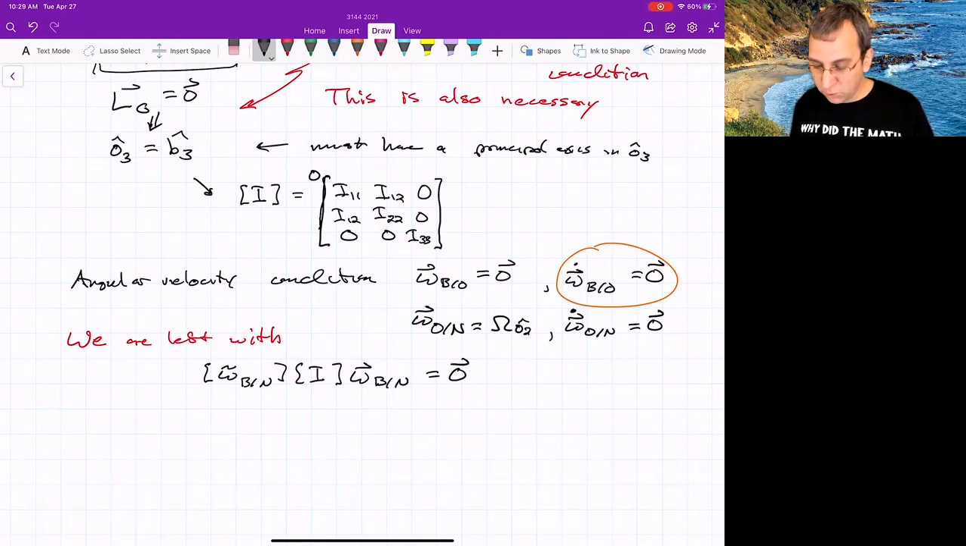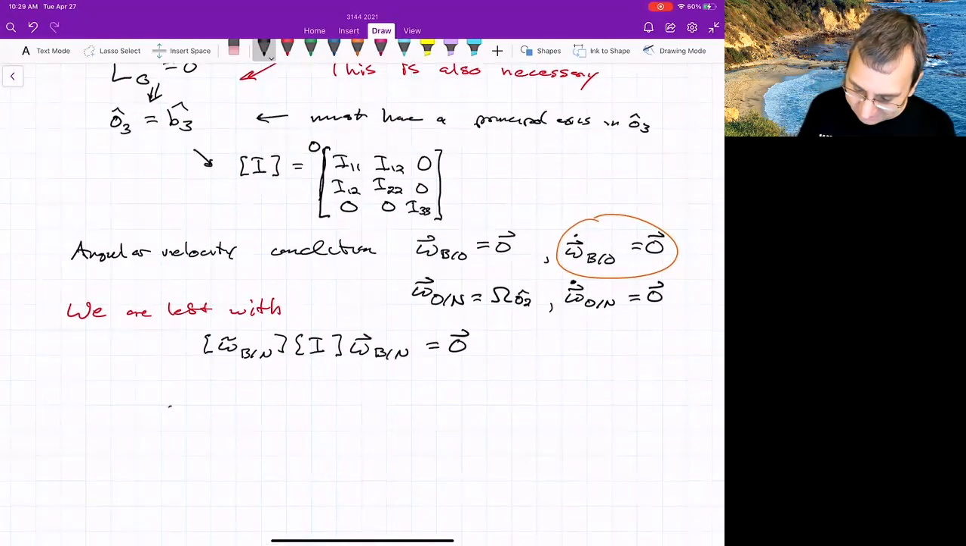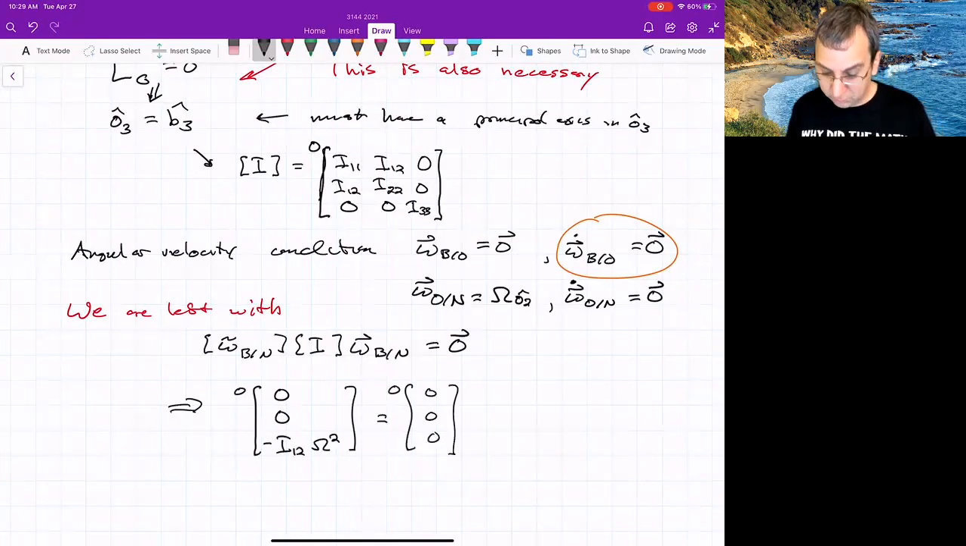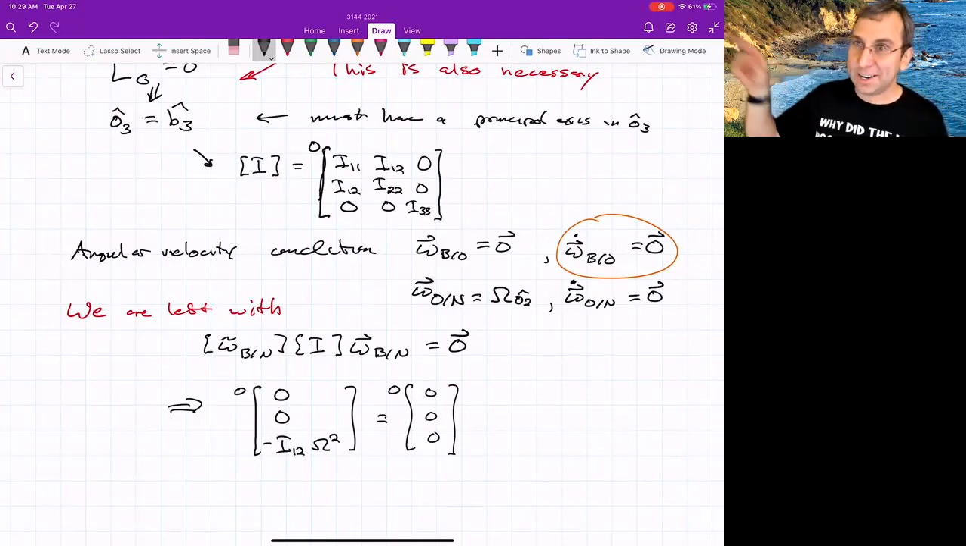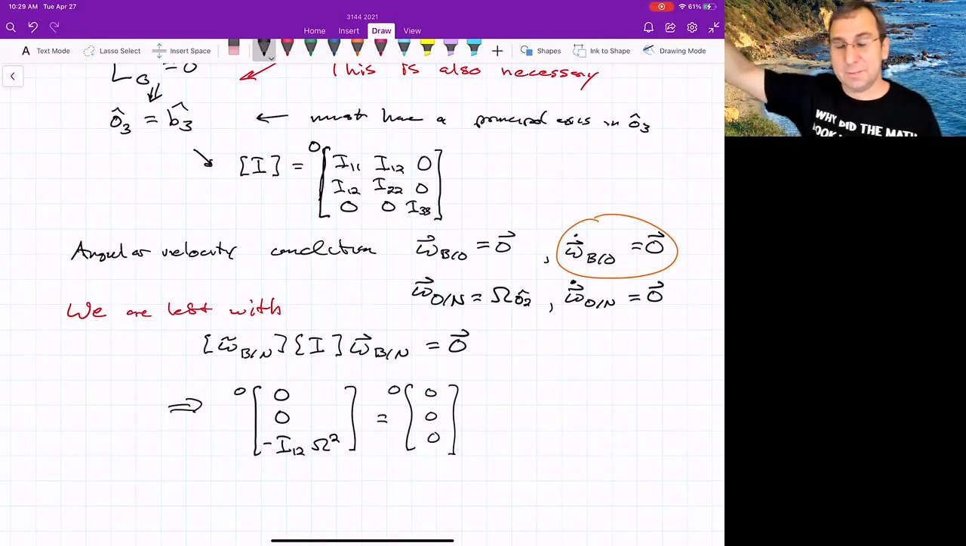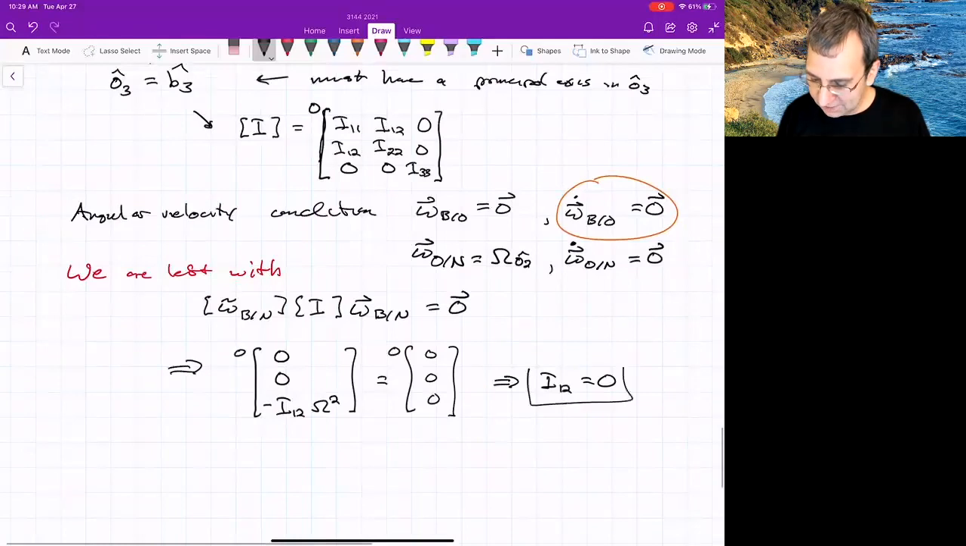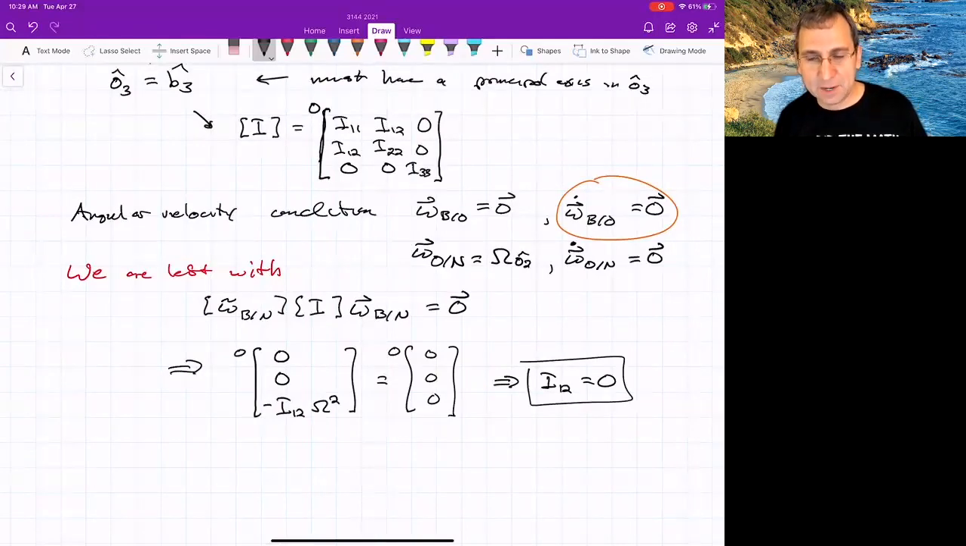This is the condition. If you work out the matrix multiplication, this gives you, in the orbital frame, 0, 0, minus I12 omega squared equals 0, 0, 0. That's what we want. Which either means we set omega equal to 0, orbital angular rate goes to 0 as you get further and further away from the Earth. But then what's the point? So the other one is I12, so this means I12 equals 0. So what does that mean? If I12 equals 0, that means that the relative equilibrium must have all principal axes aligned with the orbit frame.